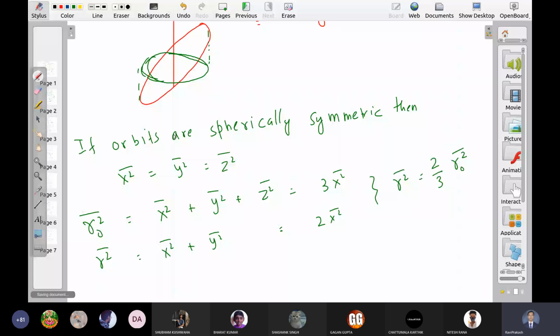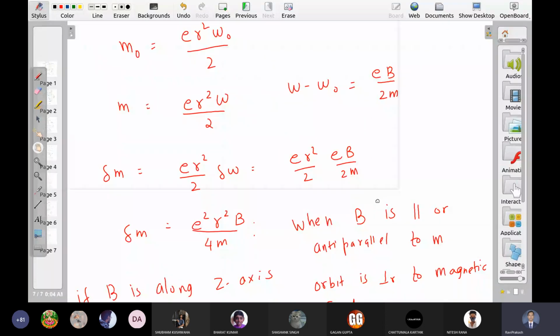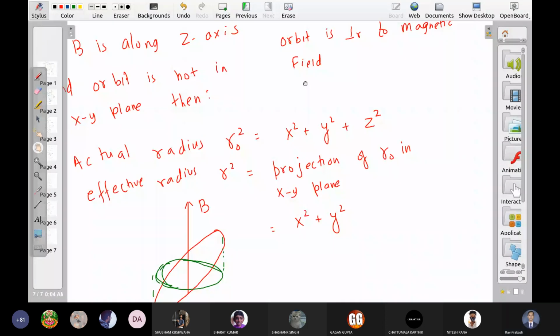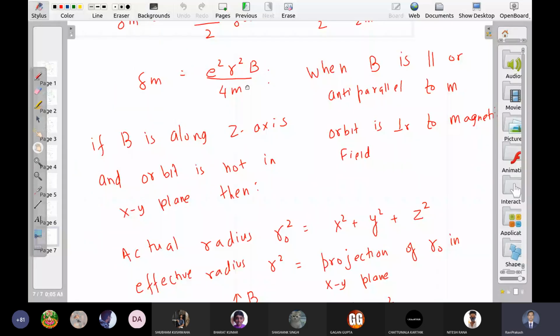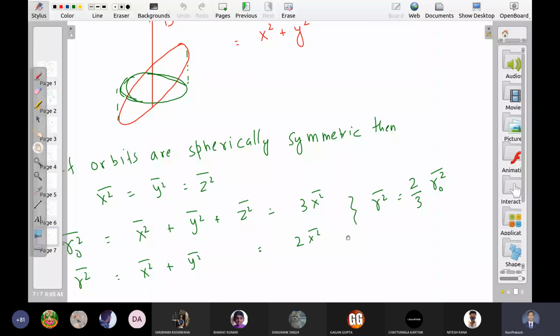So I will use this formula to generalize the same formula for every orbit. This is only for the orbit which is perpendicular to the field. Now I will modify this r square to include all the orbits which are not perpendicular to it. Now we can include the ones which are not perpendicular also, using this connection. Okay, so that we will do in the next class.